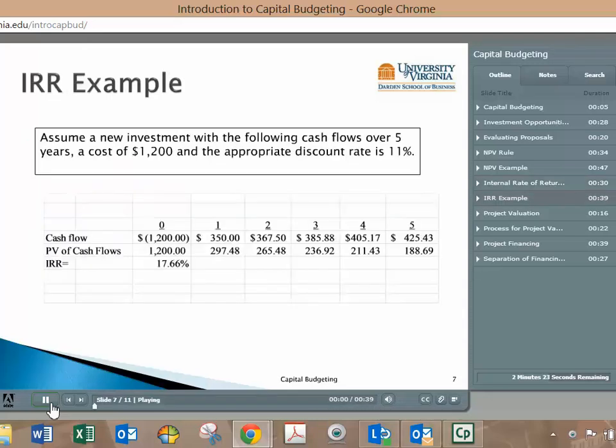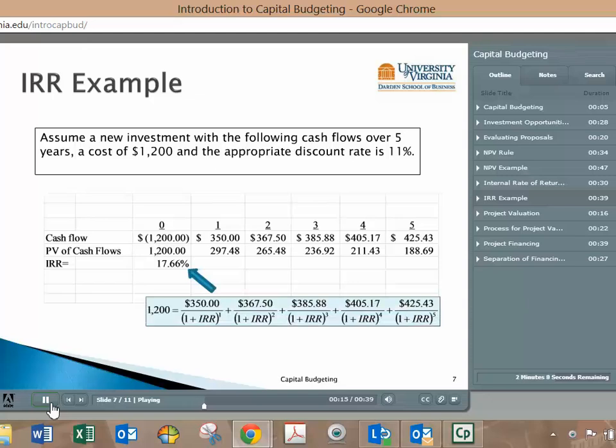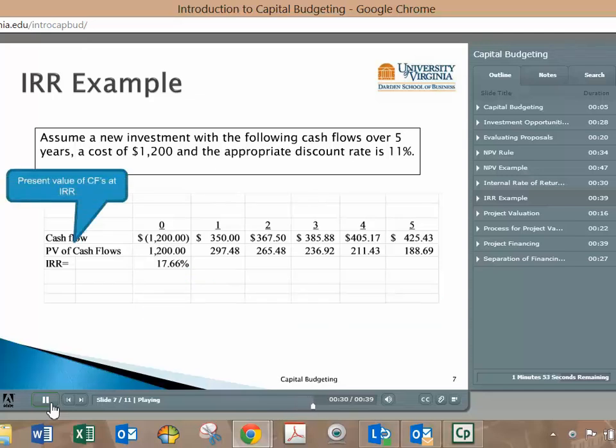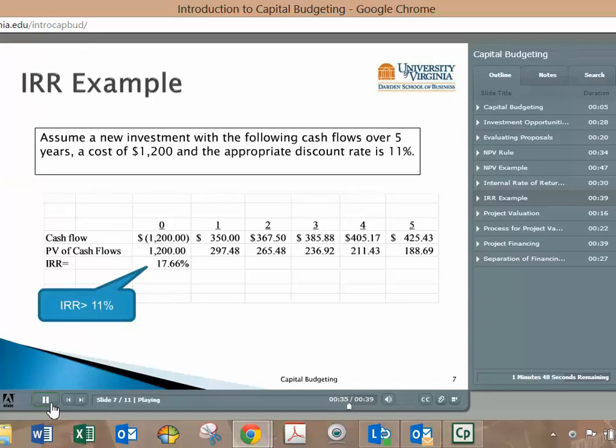Now let's calculate the IRR for the same project. Here we set things up a bit differently. We have the same cash flows in years 1 through 5, and the initial outlay in year 0 is $1,200. We need to find the discount rate that will discount the cash flows back to a value of $1,200. We can use a trial and error process or one of the Excel functions we use with bonds to find the IRR. Here a rate of 17.66% will discount the cash flows back to a value of $1,200. As such, this is the internal rate of return. Since IRR is greater than 11%, the project is acceptable.